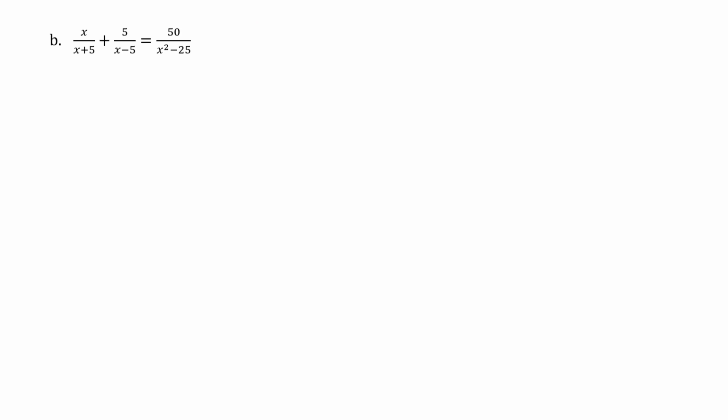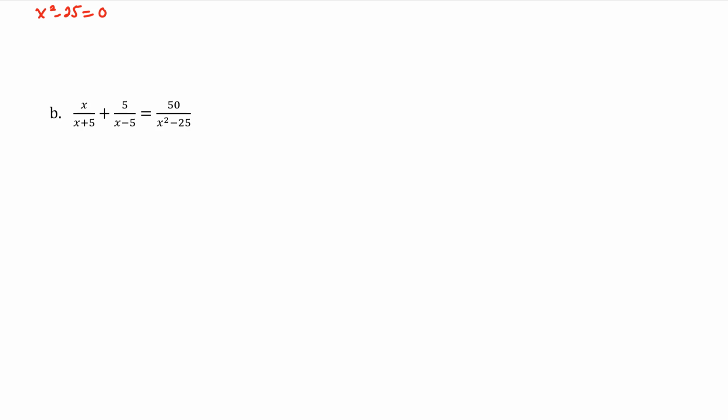Let's try another example. Here I have x over x plus 5 plus a 5 over x minus 5 is equal to 50 over x squared minus 25. The first thing I want to do is factor this denominator. This is what we call a difference of squares, and if you need to, come off over to the side. X squared minus 25. I don't want to set it equal to 0 yet because I don't have that information. So this is the same thing as x squared plus 0x minus 25.